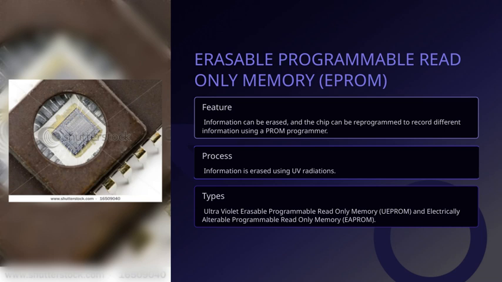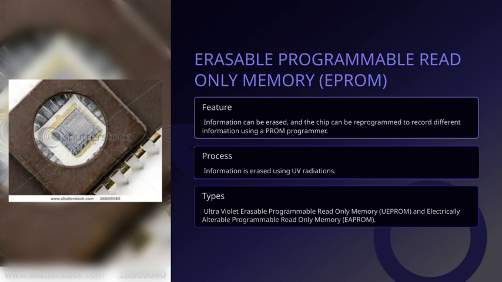Now, how does the erasing process work? It's done using ultraviolet radiations, or UV light. When the chip is exposed to UV rays, it clears the stored data, making it ready to be reprogrammed with new information. This process is what gives EPROM its reusability feature.